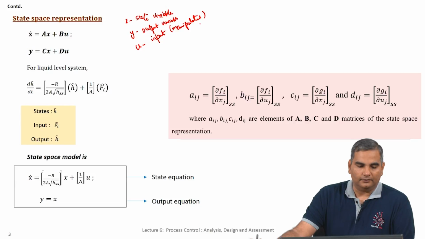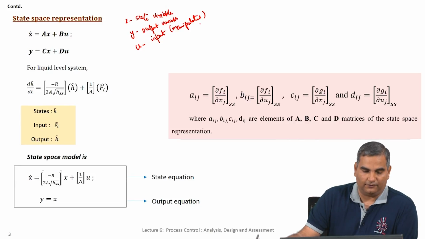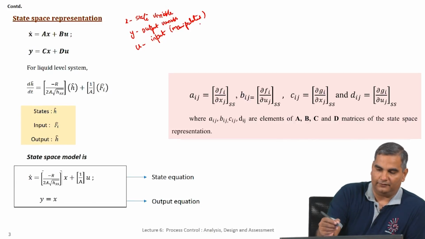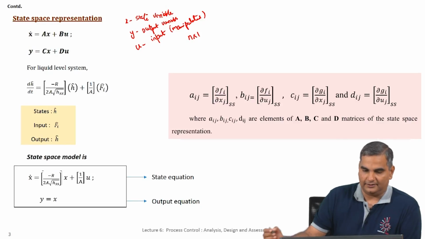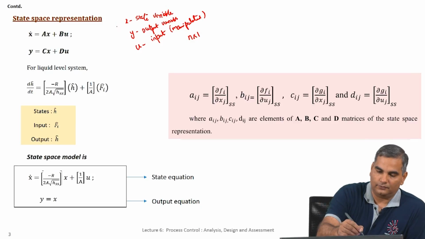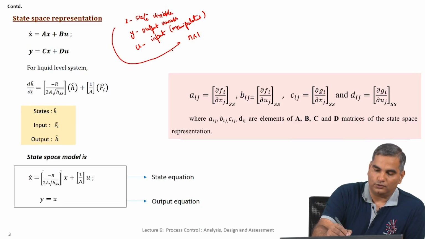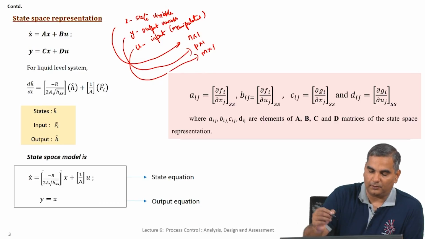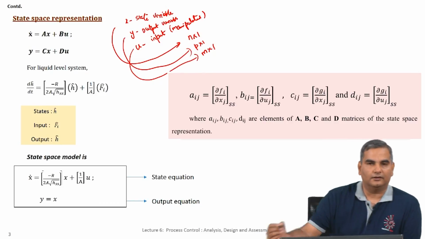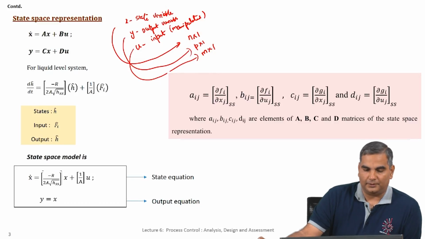Now, typically this is written in vector form. You could have x with a dimension of n by 1, that means there are n states. You could say the output variables are, let us say, p in number, so y will be p by 1, and the input variables are, let us say, m in number, so u could be m by 1. This is a general vector form of the state space representation.